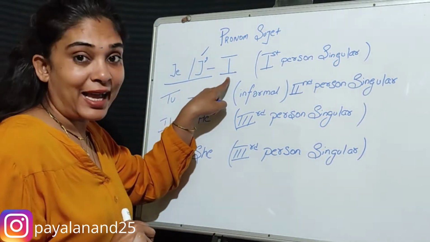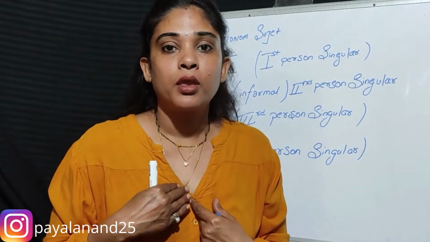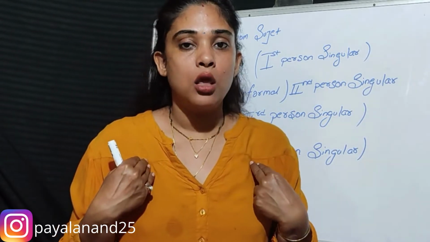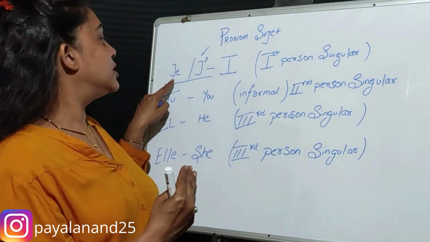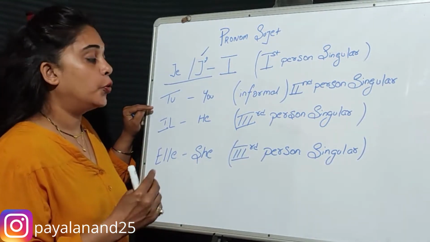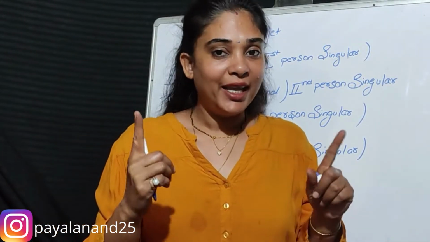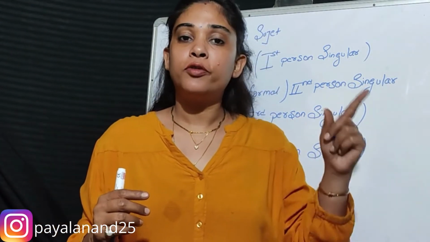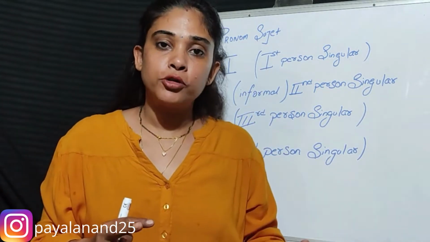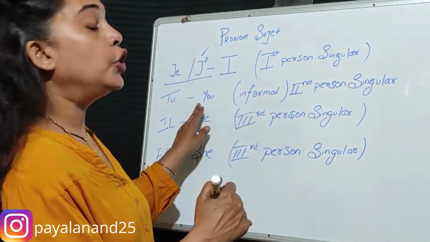Je means I, first person singular. For example, in English we say I am tall; for that I will be using je. Tu means you. We have a standard you in English grammar, you for the second person singular and second person plural also. For formal and informal, we simply use you.